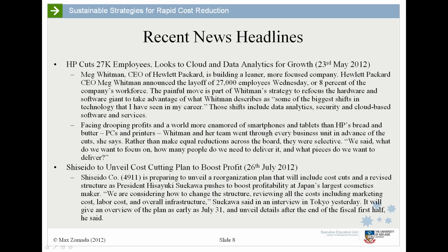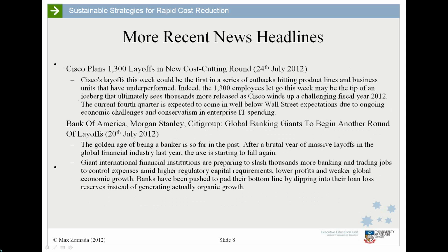One that was announced back in May, which was probably one of the biggest ones, was Hewlett-Packard looking at cutting, in fact the figures being upgraded since to 30,000 employees as part of their cost cutting. And Shiseido, a Japanese cosmetics company, just announced this past week major restructuring and cost cutting. We see companies like Cisco in the banking sector. We've seen a lot of the major banks in the US in particular looking at significant cost cutting and layoffs.